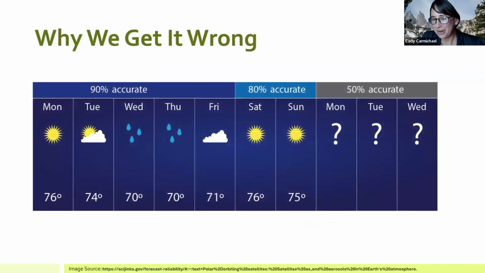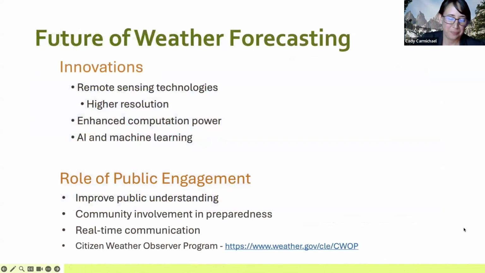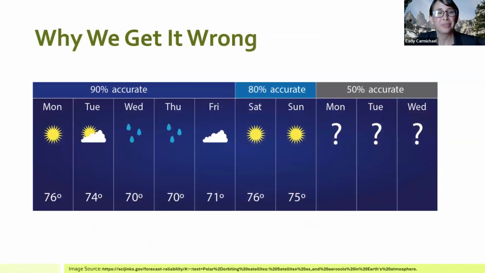All right. So why do we get it wrong? Generally speaking, the closer you are into the future, the more accurate your predictions are going to be in terms of forecasting and all of those elements that go into a weather forecast.